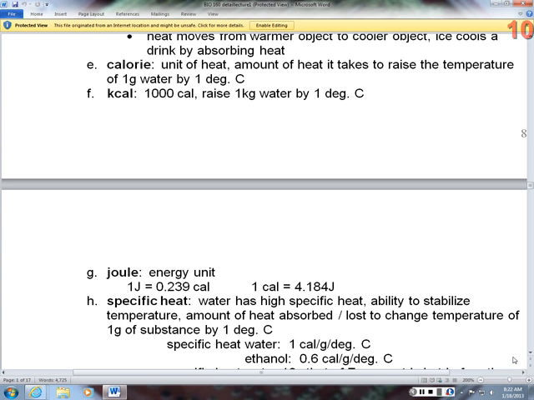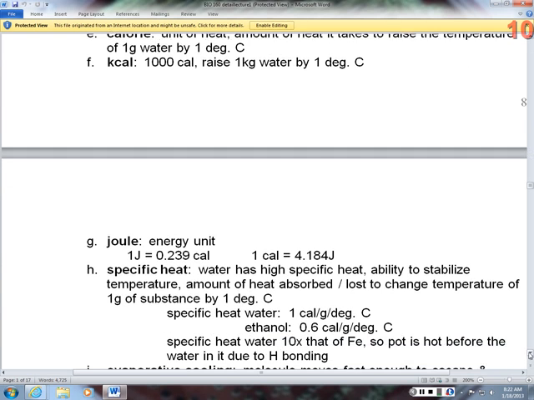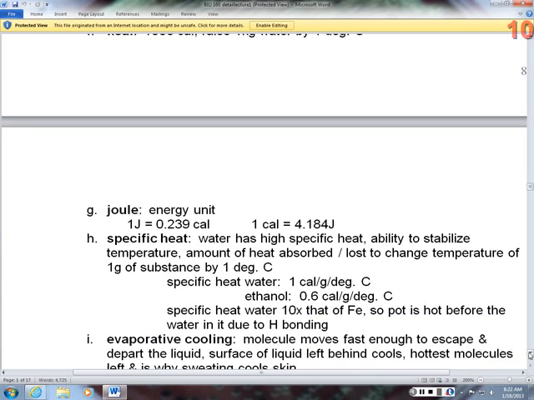So the specific heat is going to be looking at the amount of heat that is absorbed or lost to actually change the substance by 1 degree Celsius. 1 gram of the substance by 1 degree Celsius. Water has a high specific heat, which just basically means it's hard to change the temperature of water. It takes a lot of energy to do that. Part of the reason it takes a lot of energy to do that is all those hydrogen bonds in there.